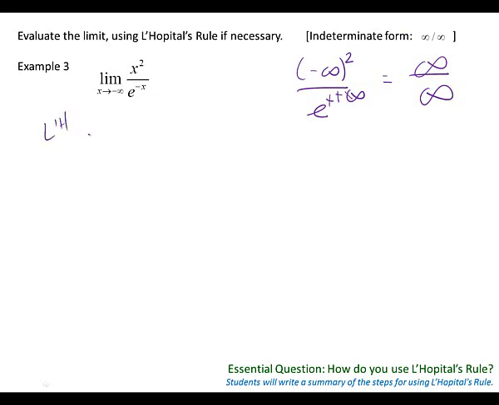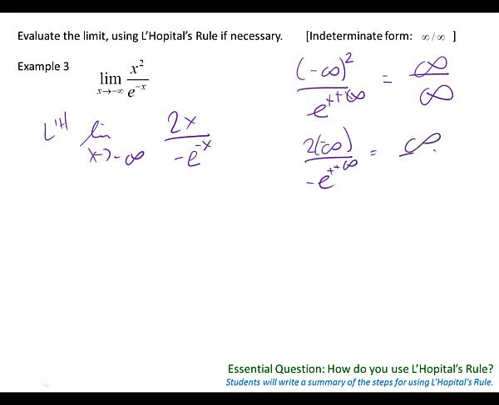All right, so let's try L'Hopital's rule. So the limit as x approaches negative infinity. What's the derivative of the top? 2x, good. And then the derivative of the bottom is what? Negative e to the negative x, good. All right, so let's try plugging into that. I would get 2 times infinity over negative e to the negative infinity, right? So don't I still have infinity over infinity? We all agree with that?